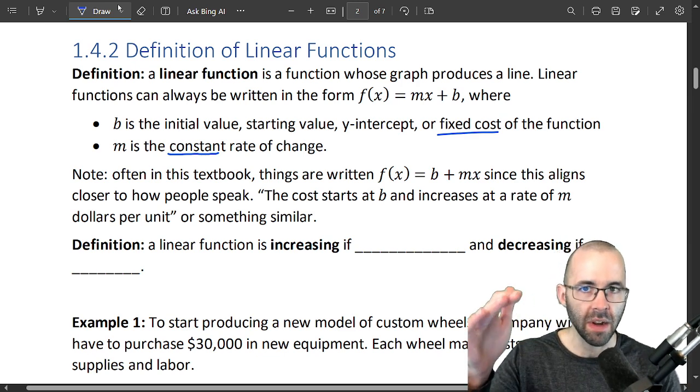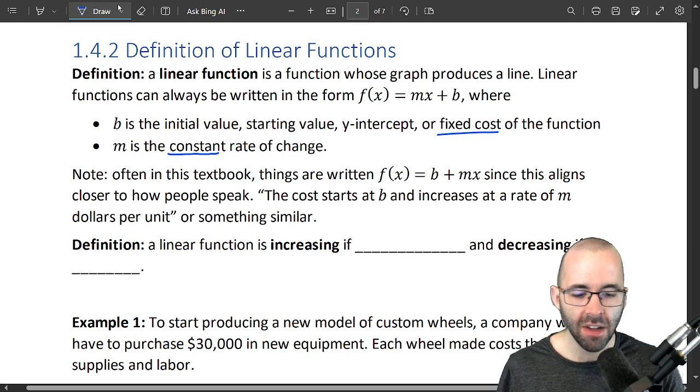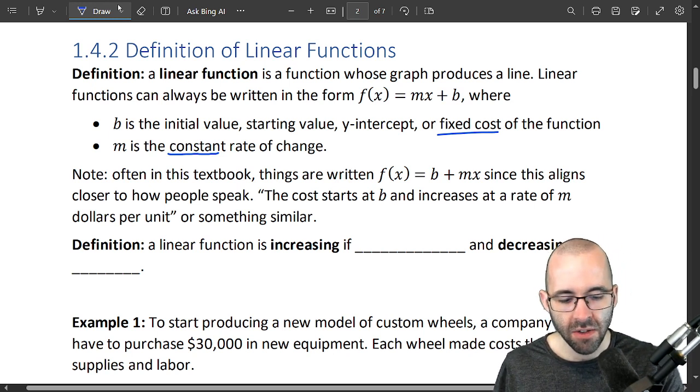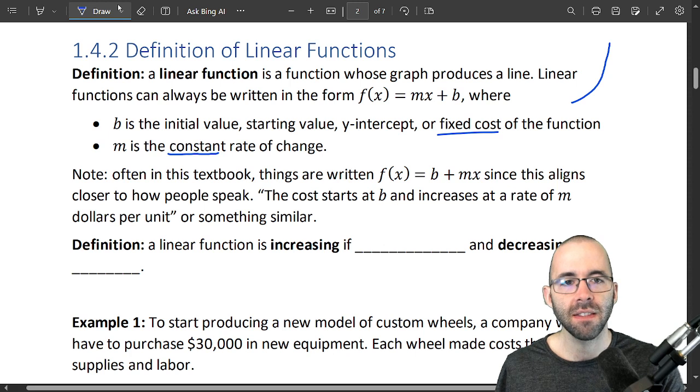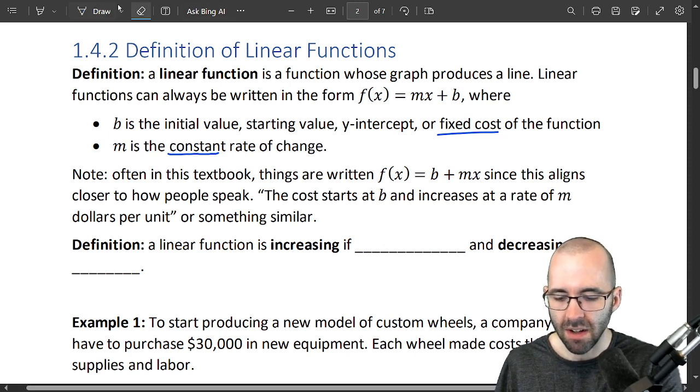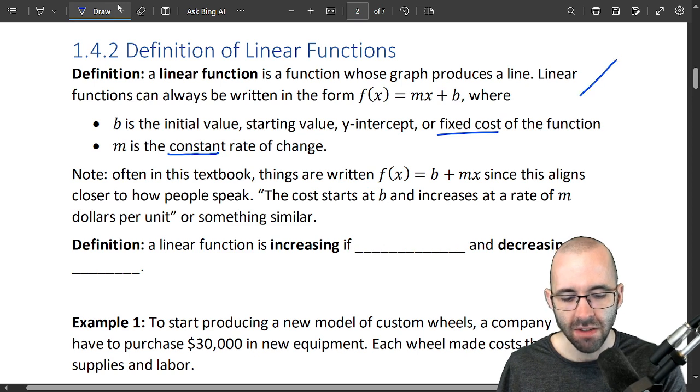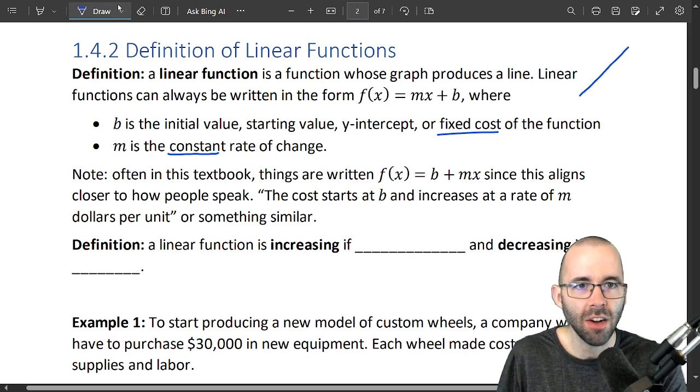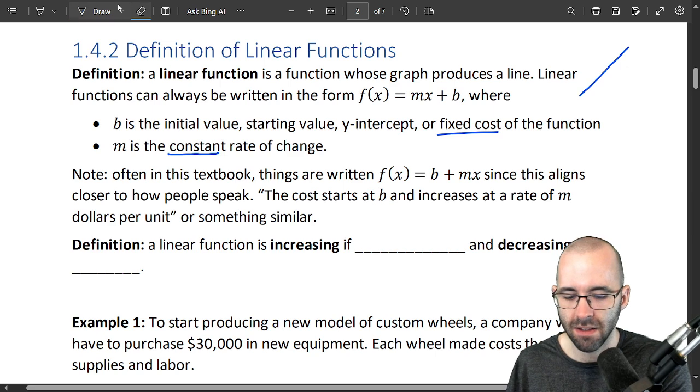If the slope or rate of change is not constant, it's no longer a line anymore, right? If your slope is changing, maybe it'll look like this. Well, that's part of a parabola or something. If the slope is constant, by definition, the steepness being constant has to be a line.